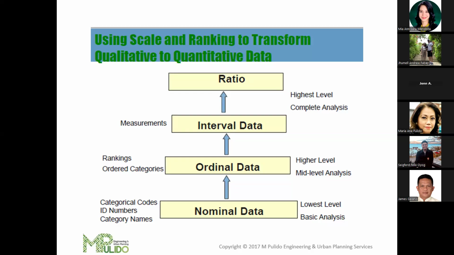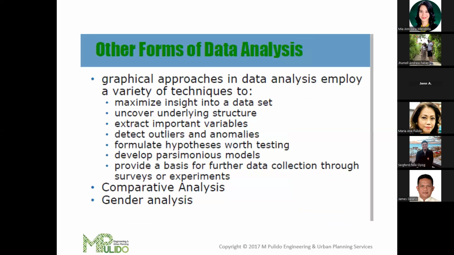So the key takeaway here is that by applying structure, through scales, codes, and rankings, we can convert subjective insights from communities into data that can be statistically analyzed, compared, or interpreted. It helps planners ground their work in both people's voices and solid evidence. So, almost done.